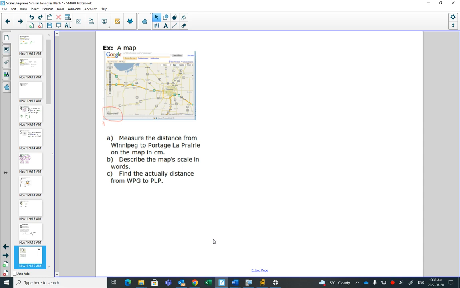So, if we put a dot in the middle of Winnipeg and a dot in the middle of Portage la Prairie, measure how far in centimeters it is on the map. And tell me what you get. There'll be a little bit different answers depending on where you made your dot in the middle of Winnipeg. 4.5 centimeters? Yeah. About? Okay.